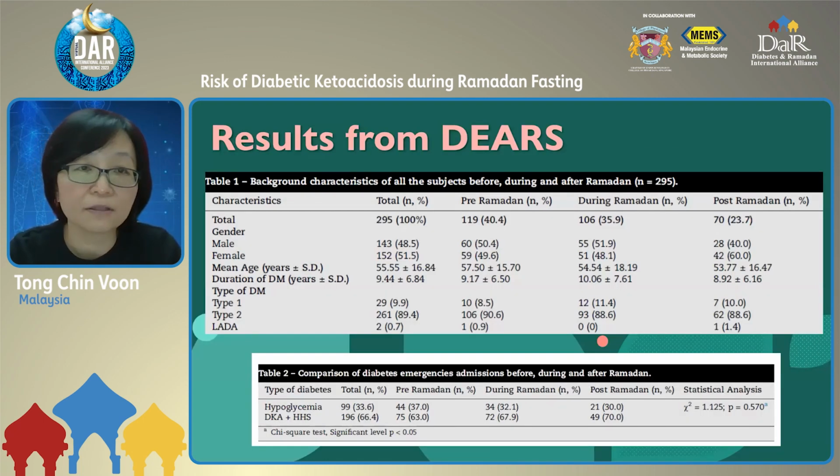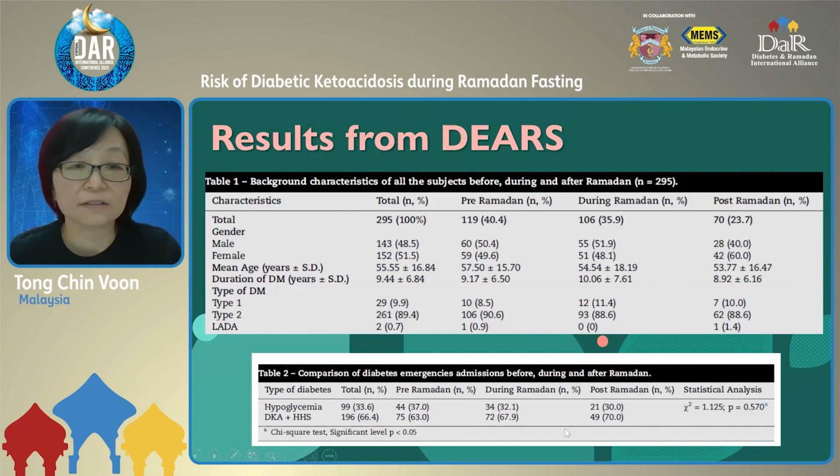This is a little bit on the background characteristics of all the subjects. We look at the pre-Ramadan, during Ramadan, and post-Ramadan period. We found that we had a higher incidence of diabetes emergency admissions in the pre-Ramadan period, followed by during and then post-Ramadan period. There were no differences with regards to gender, and the mean age of our patients was about 55 years old.